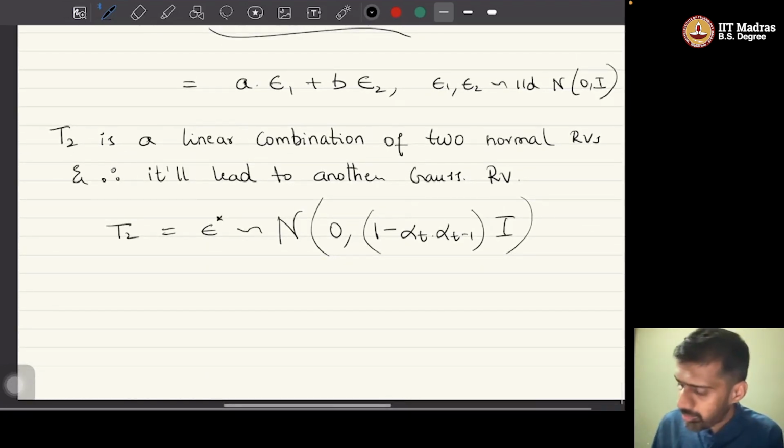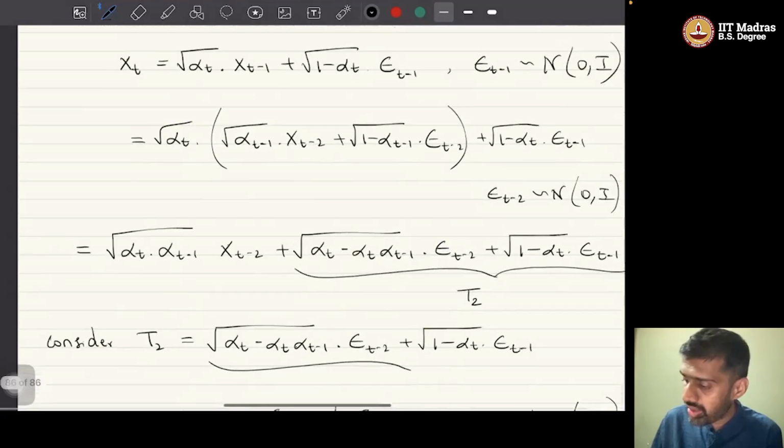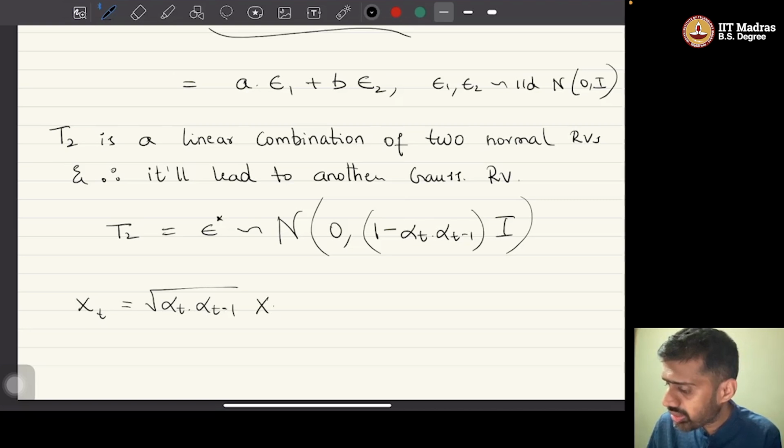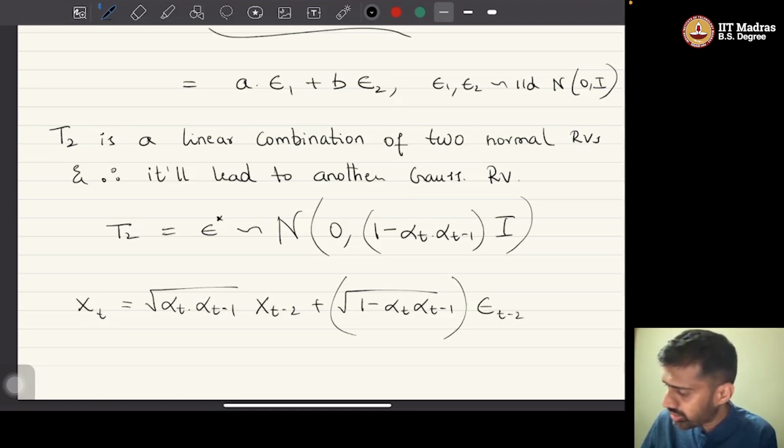Okay, so plugging back into the expression that we have here, what do we have? We have xt on the LHS. So now xt is equal to root of alpha t times alpha t minus 1 into x t minus 2 plus the second term, which I can represent as another Gaussian random variable, root of 1 minus alpha t times alpha t minus 1 times some other epsilon, which I'll call epsilon star t minus 2, where epsilon star t minus 2 is again sampled from normal 0, 1.